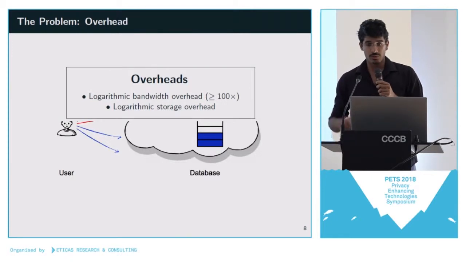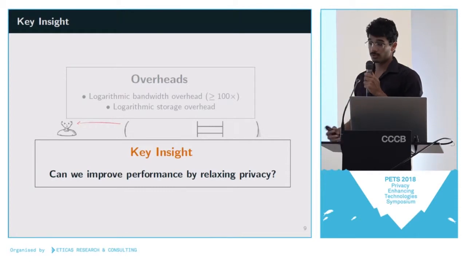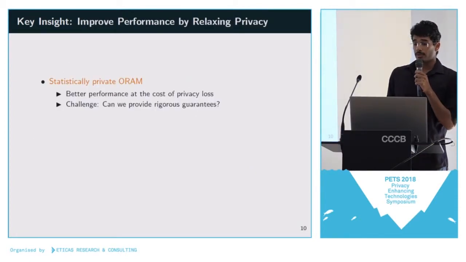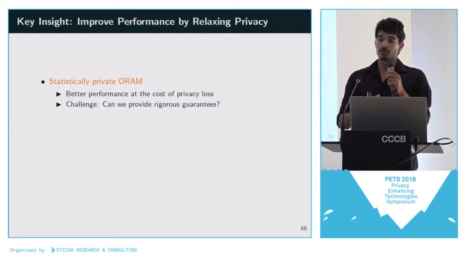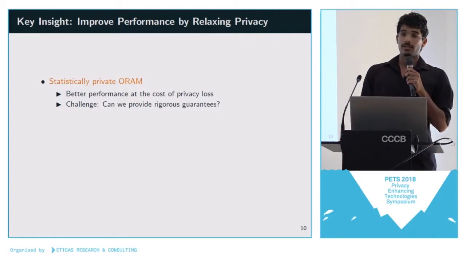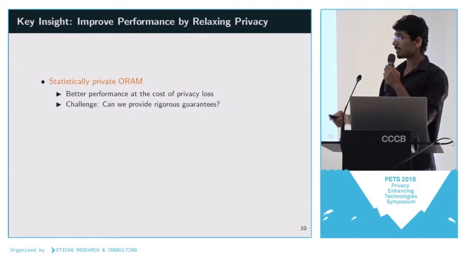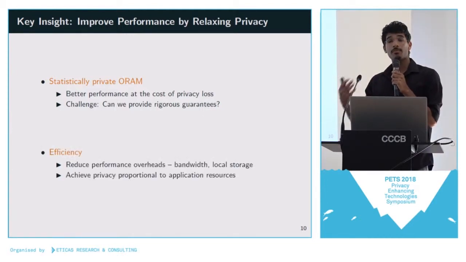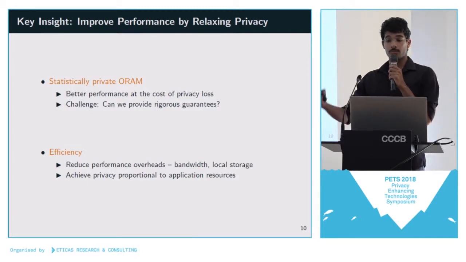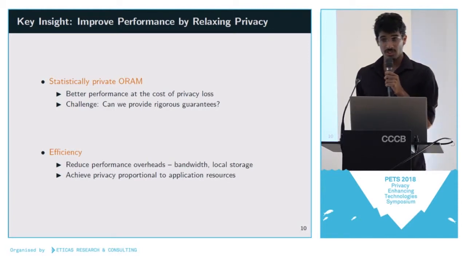So the key insight which we introduce in this work is, can we improve performance by relaxing the privacy of these ORAMs? So thinking of statistically private ORAMs, we would like to have better performance at the cost of a privacy loss. But the important challenge here is, can we rigorously quantify such a privacy loss? And the second challenge is in terms of developing protocols which can actually take some of the privacy loss and translate them into performance benefits such as reducing the bandwidth or the local storage.